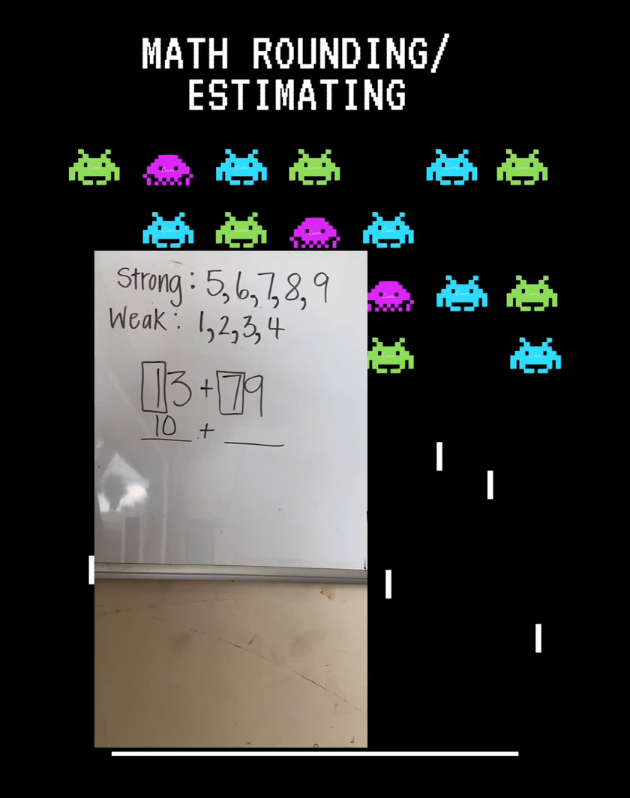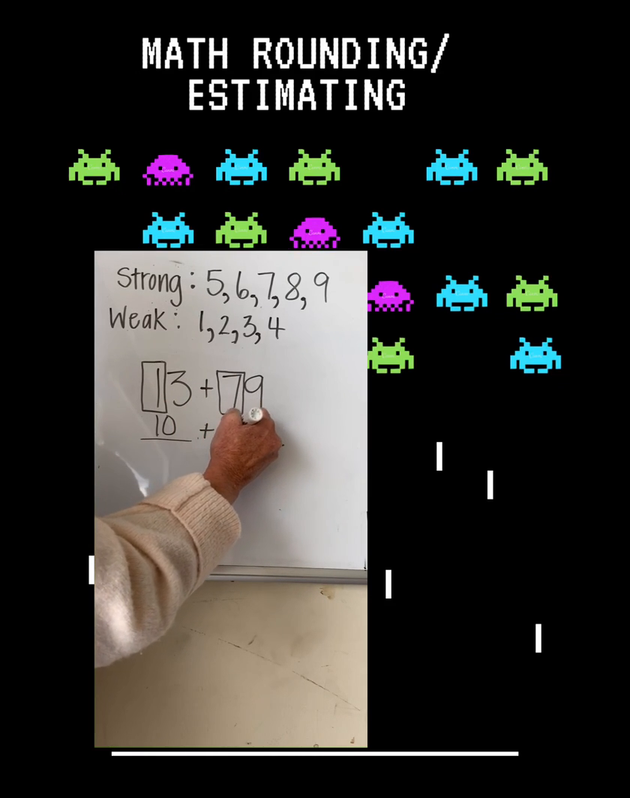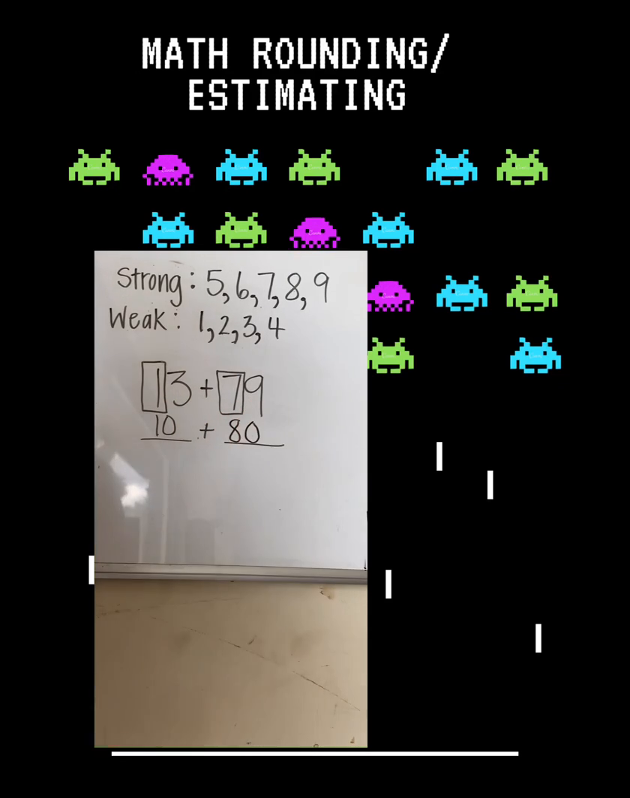Now look at 79. We're going to go ahead and look at that 9. Is that 5 or more, let it score? Yes, it is. Let's let the 7 score and change that digit to a 0. Now you're on the bottom part right here. This is just a simple adding problem that you'll have no trouble with. 0 plus 0 is 0, and 1 plus 8 is 9. Now you got the correct answer.